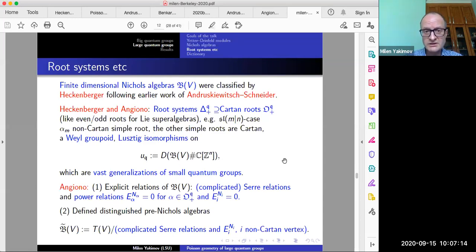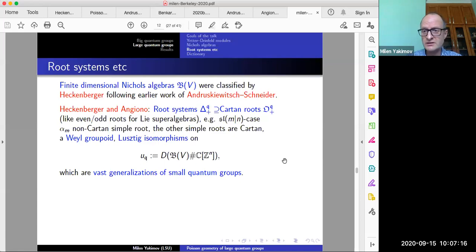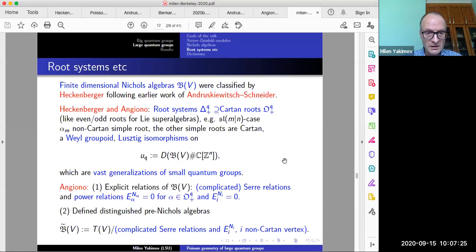So in this picture, we have Cartan roots and non-Cartan roots, and these are precisely analogs, generalizations of the classical notions of even and odd roots. Furthermore, Angiono came up with an explicit description of the defining relations of the Nichols algebra BV. And these relations are a complicated set of relations. He has 27 different kinds of set relations, and the classical is just one of these 27.